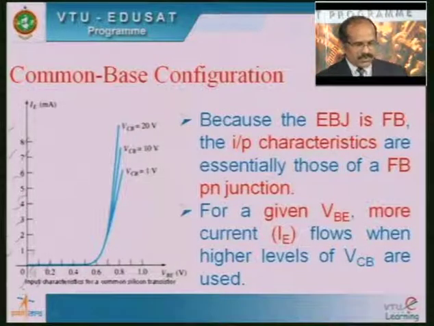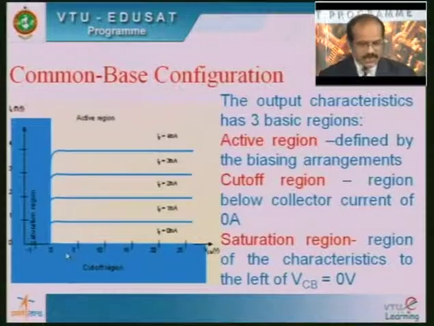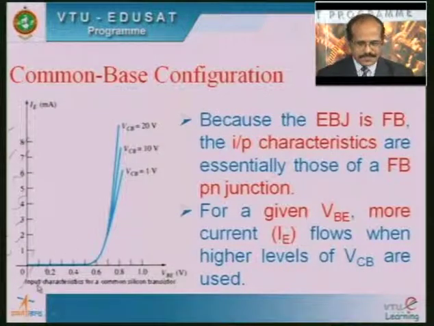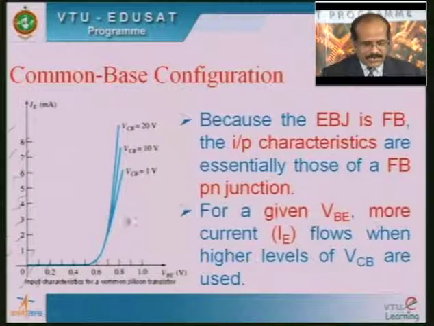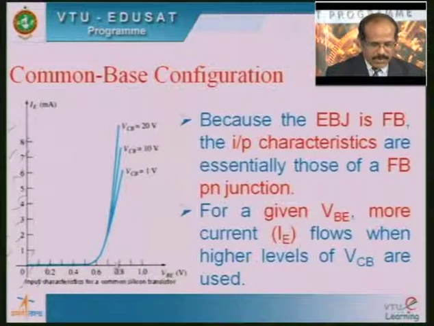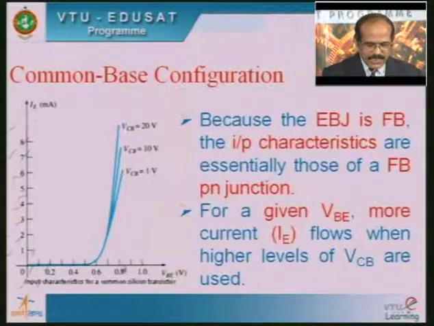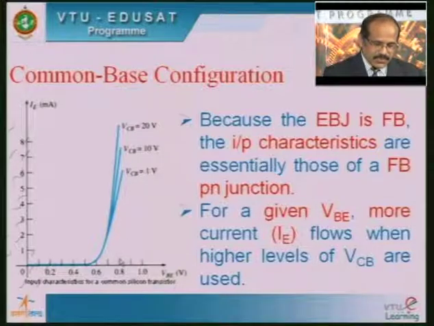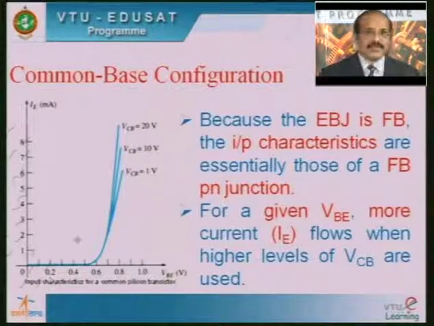If you want to see this particularly, let us look. Here you can see that for a constant fixed value of VBE, let us assume the given VBE is 0.8 volts, corresponding to this VBE, if you draw a line here.